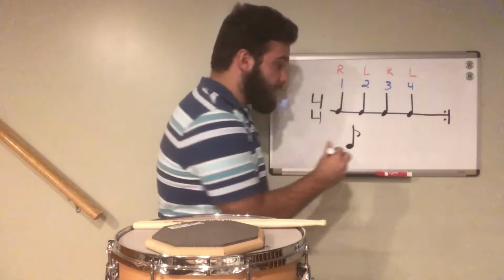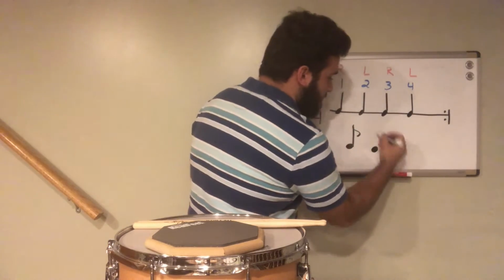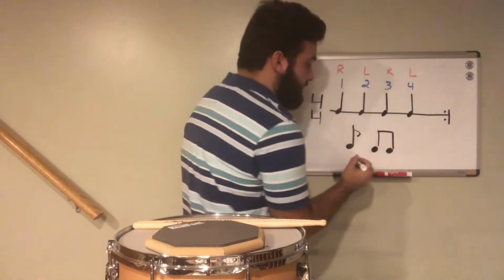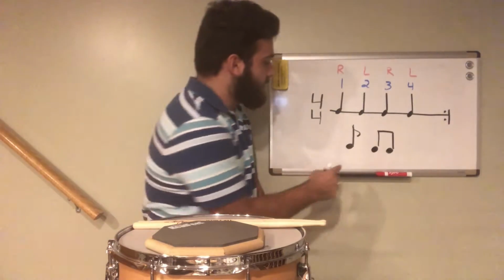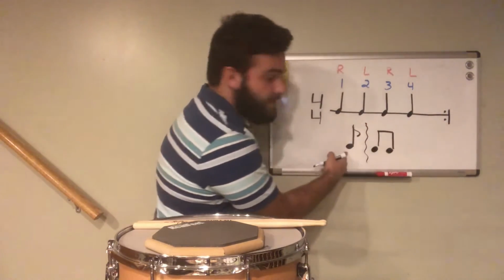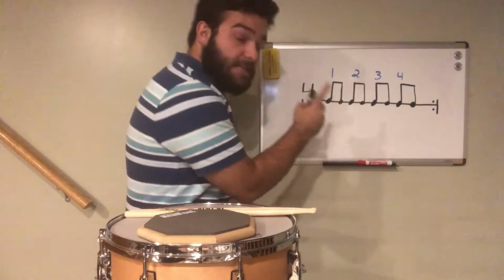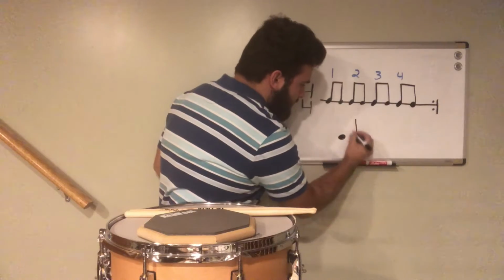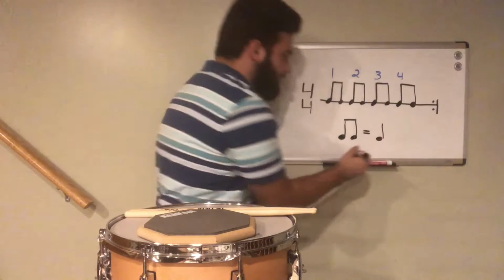Now, if we have two of them together, we're going to have two stems, and we're going to stem them together, just like that. That's only if we have two eighth notes next to each other. So again, this is a single, and these are two eighth notes next to each other. Another thing to keep in mind, since eighth notes are twice as fast as quarter notes, if we were to have two eighth notes, that would equal the space of one quarter note.